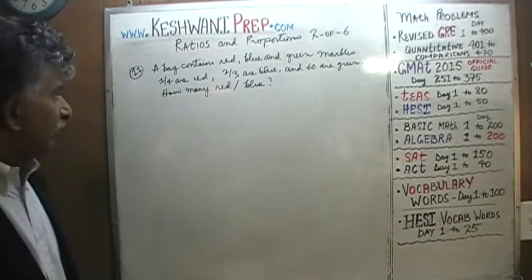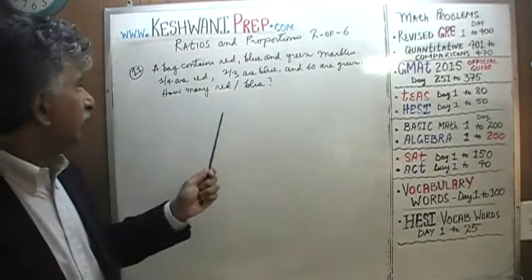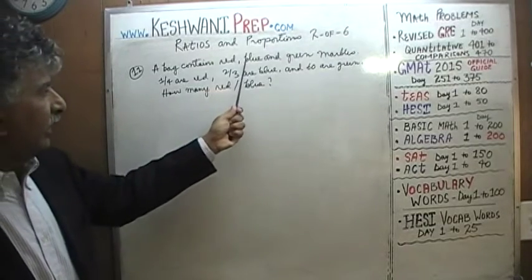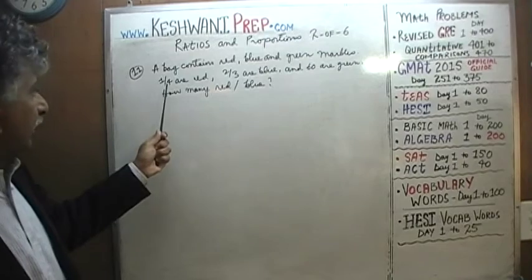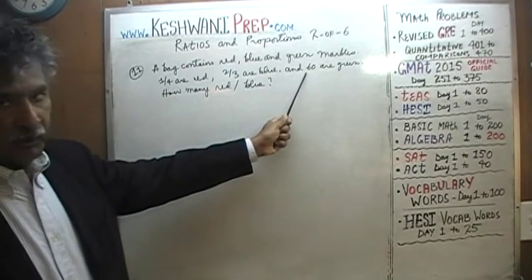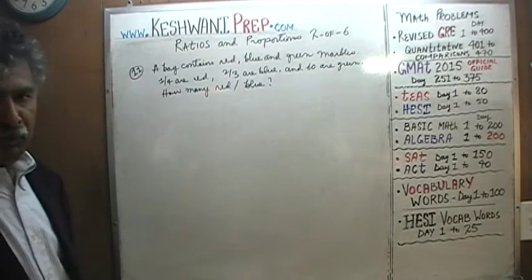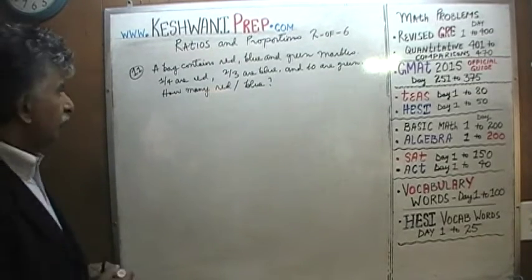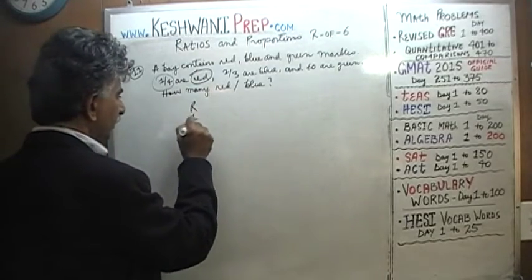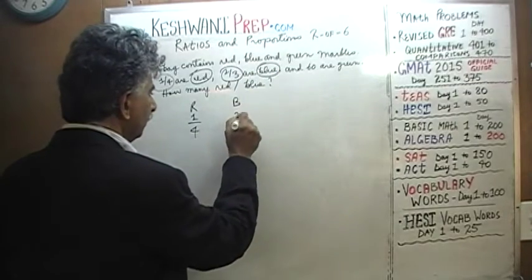The very first problem is on the blackboard already, question number 11, because we did 1 through 10 in the first video. It says a bag contains red, blue, and green marbles. We are told that 1/4 of them are red, 2/3 of them are blue. We are further told that 60 of them are green. The question simply is how many red marbles are there, how many blue marbles are there. So let's find out, shall we? We know 1/4 of them are red. So here is the red, 1/4. We also know that 2/3 of them are blue. So here is blue, 2/3.